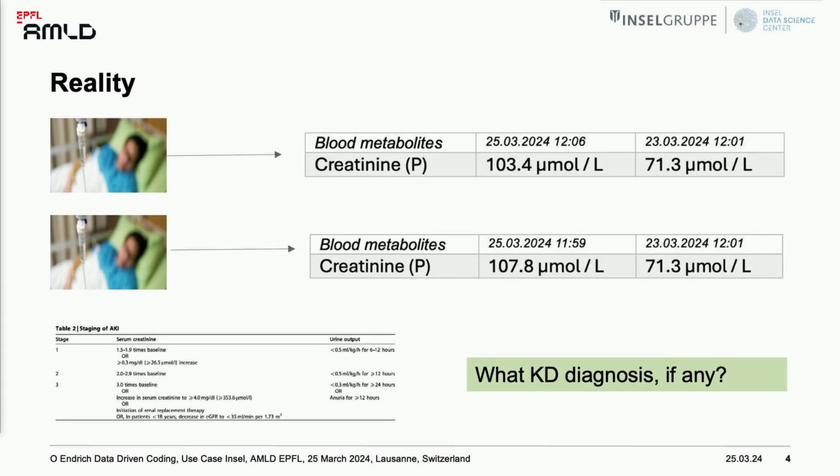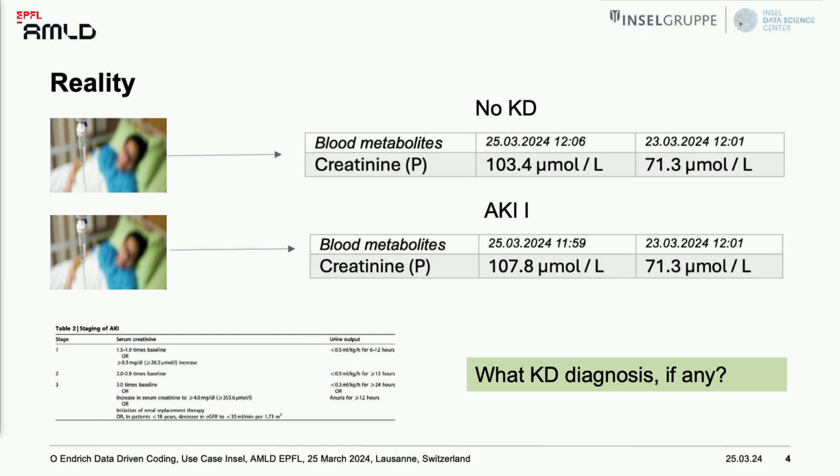Now we are faced with reality. If you look at these 2 patients, you will probably see that the lab results are very similar. You have 2 results, one on day 1 and one on day 3, and the difference is a couple of minutes and like 4 micromole per liter. But if you apply the guidelines, you will see that patient 1 has no kidney disease and patient 2 had acute kidney injury, stage 1. The difference is very small, and in a clinical setting you probably wouldn't even see the difference between the 2 patients.